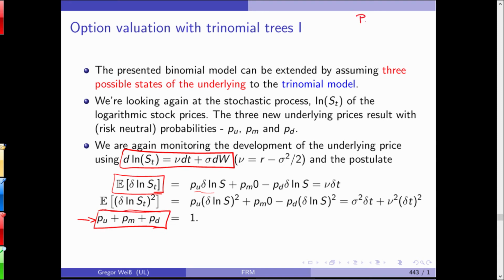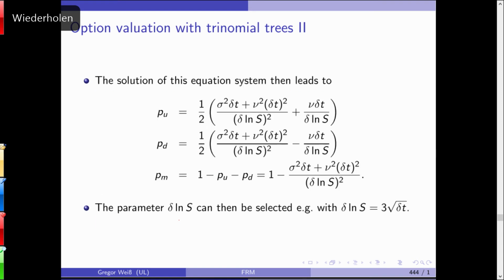Why? Because previously we said the first probability is p, and the second probability is 1 minus p. Then, of course, by definition, the second probability and the first probability always add up to 1. But with 3 probabilities, we now want pu plus pm plus pd to be equal to 1, so that we can speak of probabilities here. And if this is the case, then you can solve for it. You get 3 equations for pu, pd, and pm.